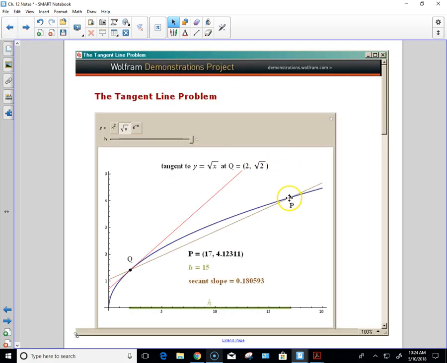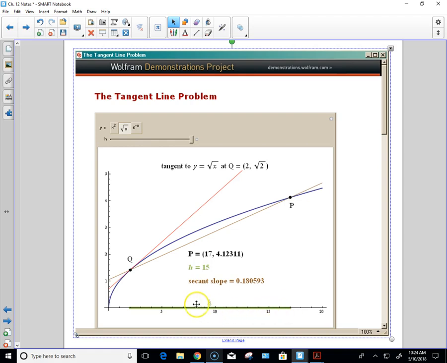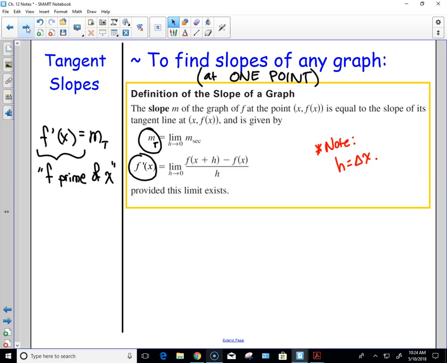I had the whole little program up where this P got closer and closer to Q, and as it did, these secant lines got closer and closer to the tangent line, and we were able to see this little h, which shows how far away the 2 points are, getting smaller and smaller, approaching 0. And as h approaches 0, the 2 points converge, and we saw that the secant slope got closer and closer to the tangent line slope. That's further developing this idea of the slope of the tangent line.